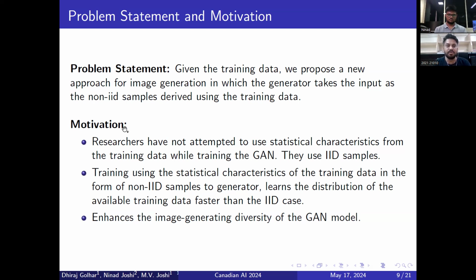So the motivation behind this problem is that researchers have not attempted to use the statistical characteristics of the training data while training the GAN. They use only the IID noise. Also, by using the statistical characteristics of the training data, the proposed GAN is much faster as compared to the existing approach, and it also enhances the image generating diversity of the GAN model.